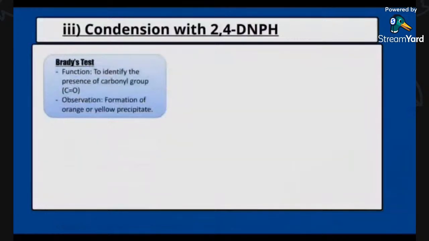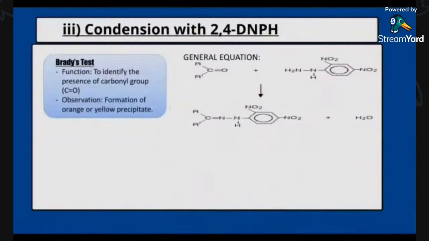Condensation with 2,4-DNPH, the Brady test. Function: to identify the presence of a carbonyl group. Observation: formation of an orange or yellow precipitate. So the general equation: this is a ketone because there are two R attached to the carbon, added with 2,4-DNPH. So this is 1, 2, 3, 4. This is 1, 2, so this is 2 and 4. DNPH.